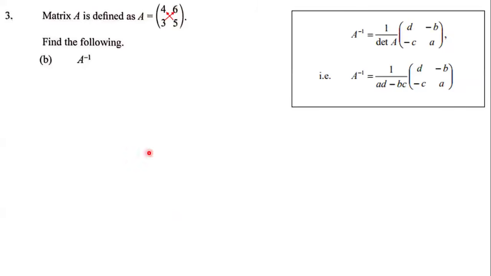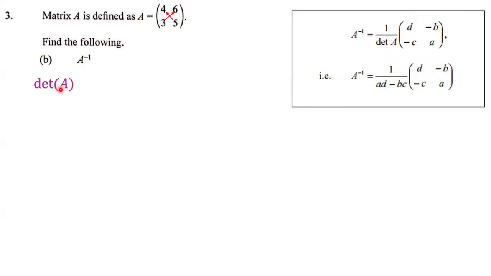Next, let's move on. Here they want us to figure out the inverse of A. Matrix A is defined as this particular matrix. Find the following. We have to find the inverse of A. Now the inverse of A is equal to 1 over the determinant multiplied by the adjoint. So we have to figure out the determinant, do 1 over the determinant, and multiply that by the adjoint. Let's first figure out the determinant of A.